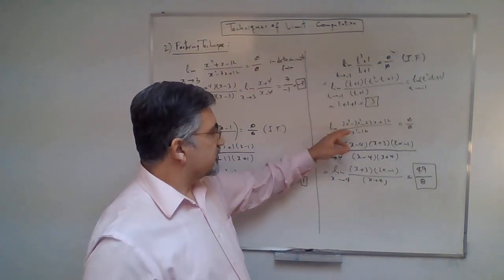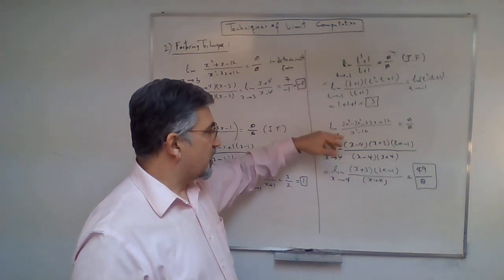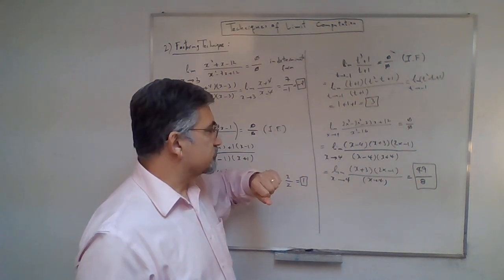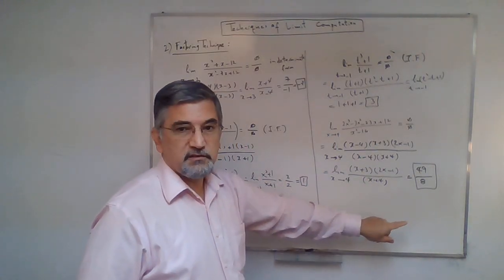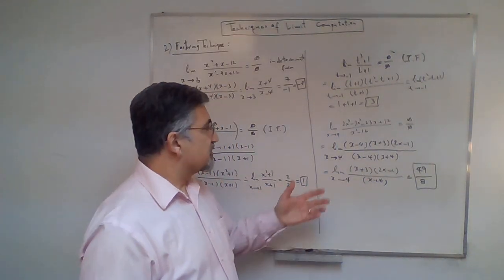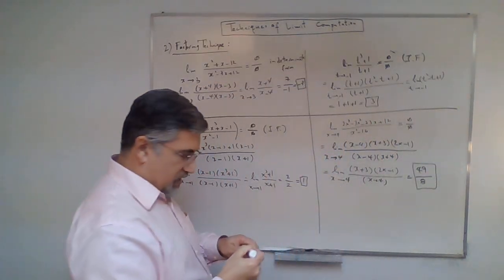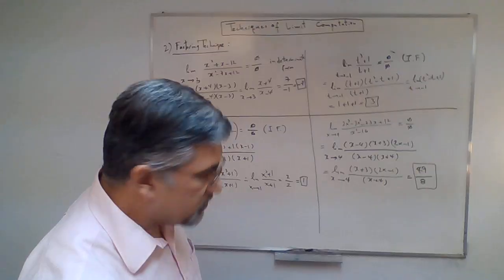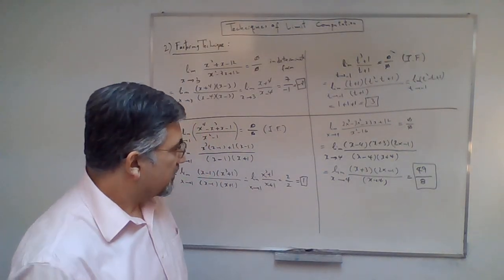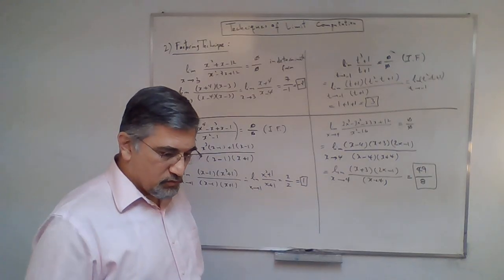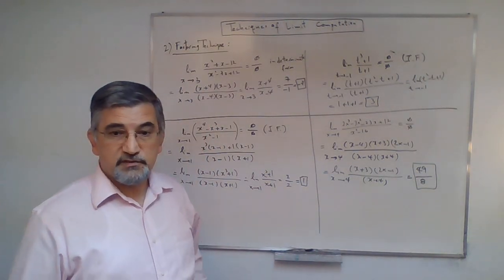So limit of this giant rational function, where the numerator is a cubic polynomial, the denominator is a quadratic polynomial, when x approaches 4, is equal to 49 over 8. That's the answer to the limit. And the technique that we used is called the factoring technique. Okay, I gave you 4 examples, but you need to try maybe 40 questions, or maybe you have to do 40 examples to become extremely fluent in this topic of factoring technique.